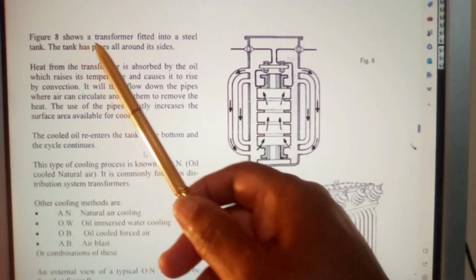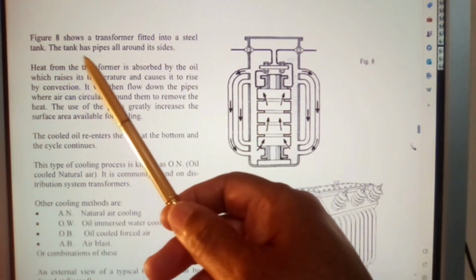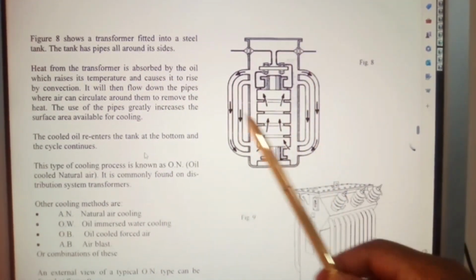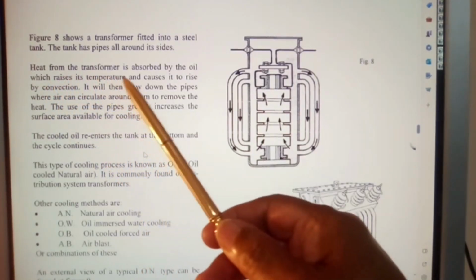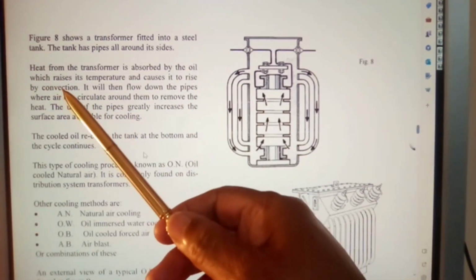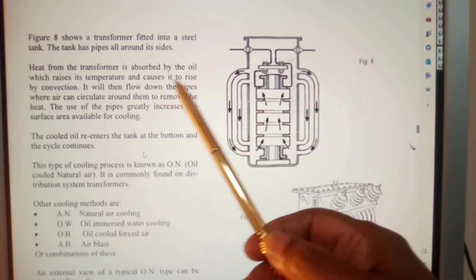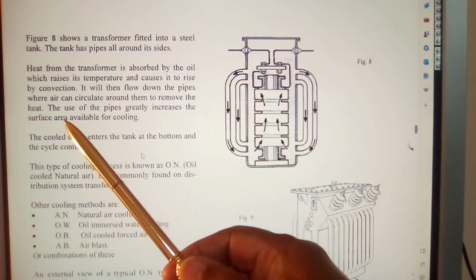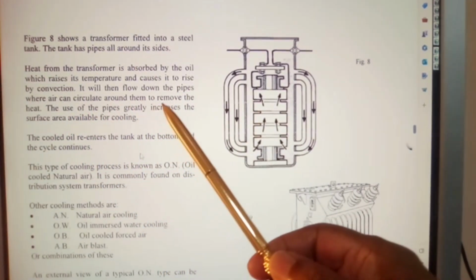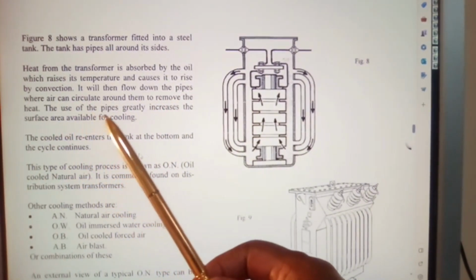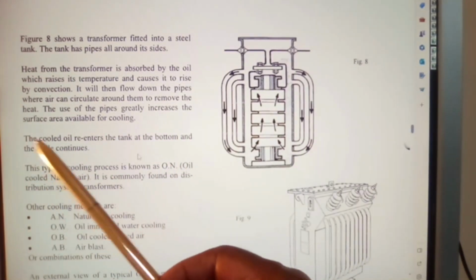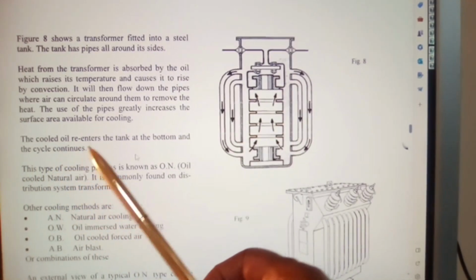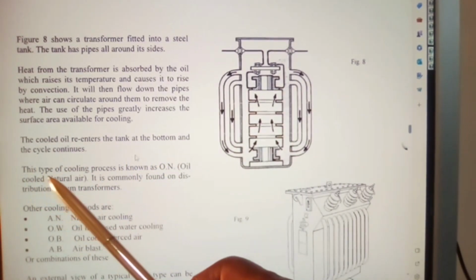Figure 8 shows a transformer fitted into a steel tank. The tank has pipes all around its side, and that is this one here we're looking at. Heat from the transformer is absorbed by the oil, which raises its temperature and causes it to rise by convection. It will then flow down the pipes where air can circulate around them to remove the heat. The use of the pipes greatly increases the surface area available for cooling. The cooled oil re-enters the tank at the bottom and the cycle continues.